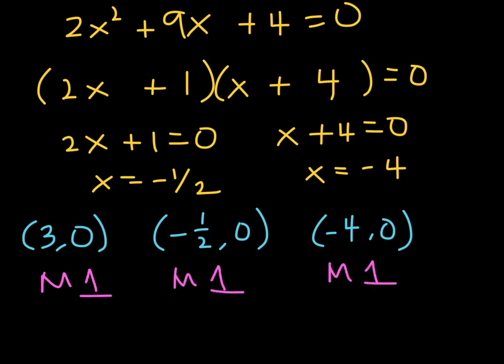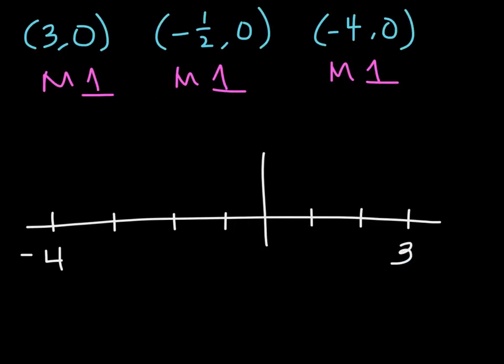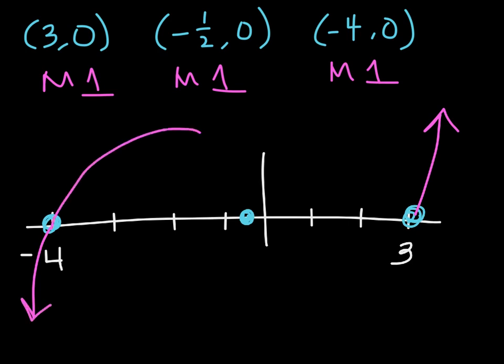All right, let's sketch the graph now. All right, let me plot my x-intercepts. So they are negative 4, 0, positive 3, and negative 1/2. And let's not forget our end behavior is up forever on the right, down forever on the left. All of these are points at which the graph is crossing through.